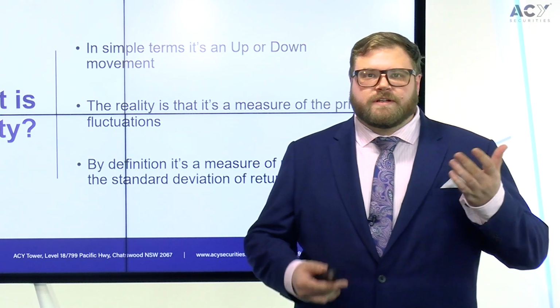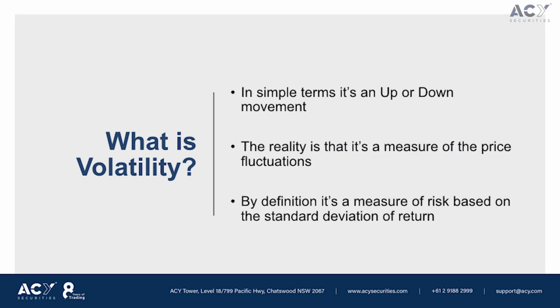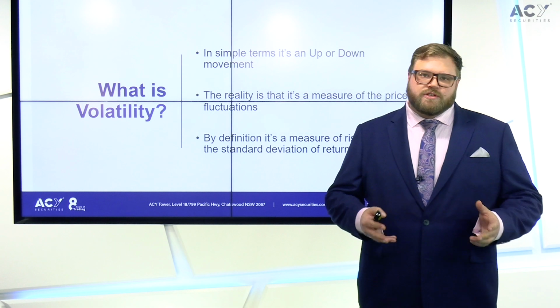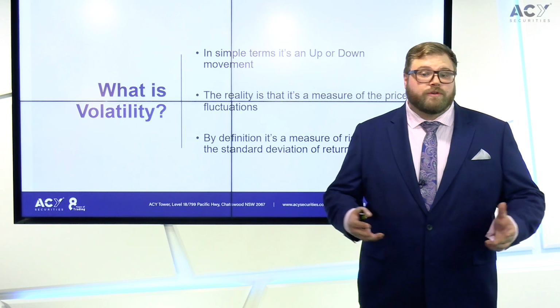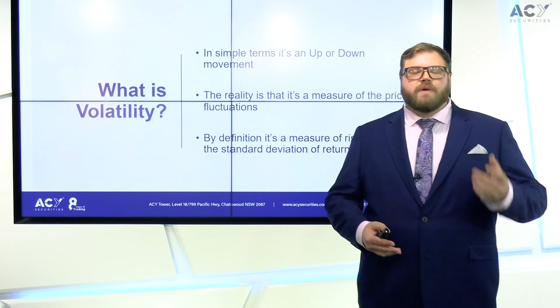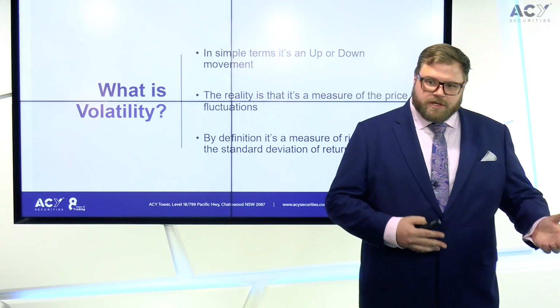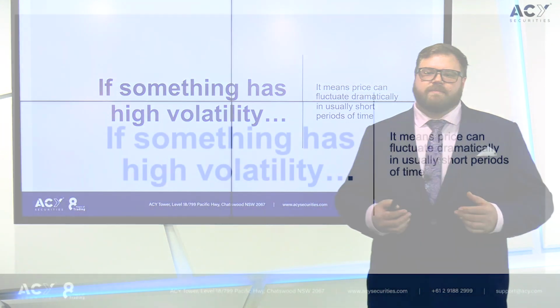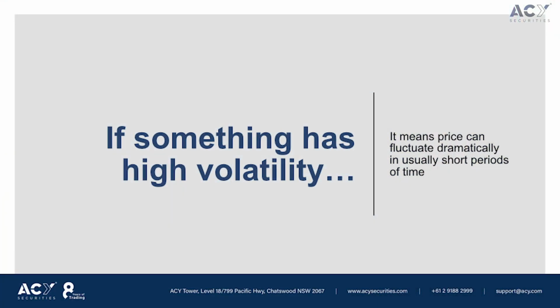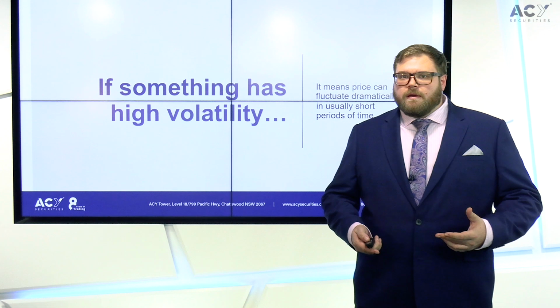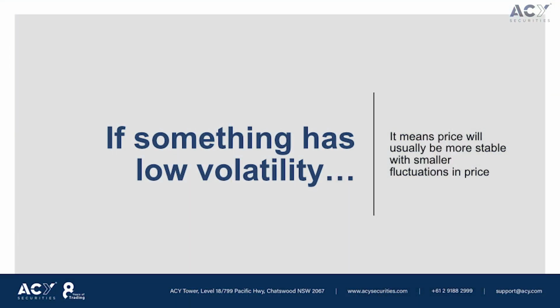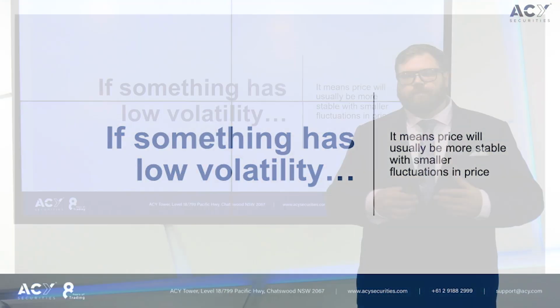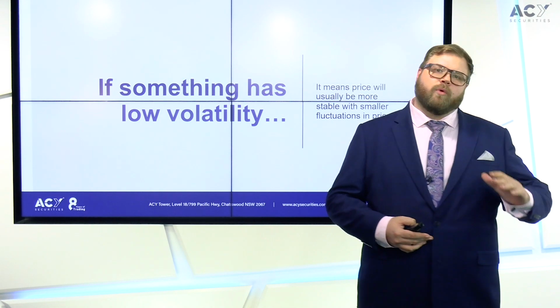In simple terms, it's just the up and down fluctuations or the movements in price that you see, but it's often mistaken to be used in other places that it really shouldn't be. Now, the reality is that it's just a measure of price fluctuations and nothing more to it. By definition, it's a measure of risk based on the standard deviation of your return. So if something has high volatility, it means that price can fluctuate dramatically, usually in short periods of time. If it's got low volatility, it means that price is usually going to be more stable and those fluctuations in price are going to be smaller and more linear.